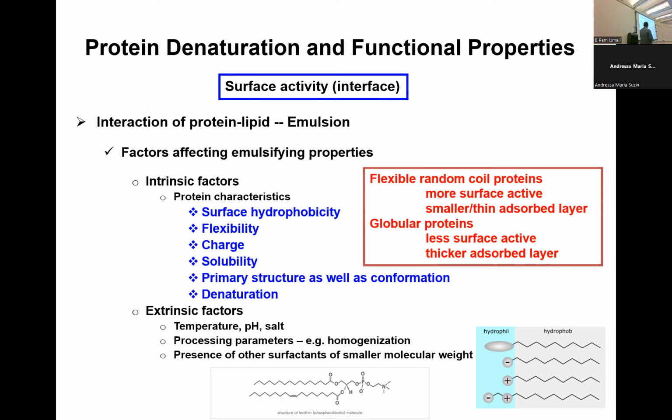Presence of surfactants. If you have surfactants and you have proteins, the small surfactant molecules will displace the proteins on the interface. They are smaller, they reach the interface quicker, so they might displace the protein. And if they displace the protein, since they are smaller, they might form a thinner film. And if you have a thinner film, you have less stability of the emulsion. So you want to strike a good balance between using small surfactants, or if you have protein, you don't want that counter effect on the emulsion stability.